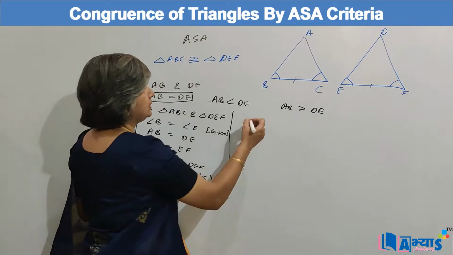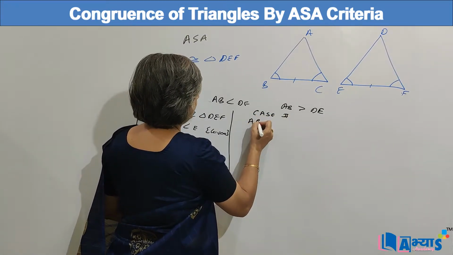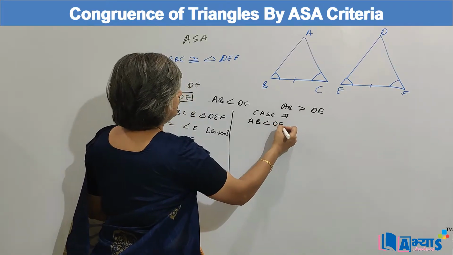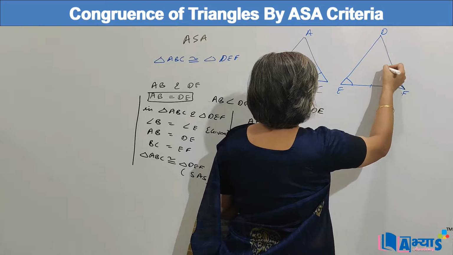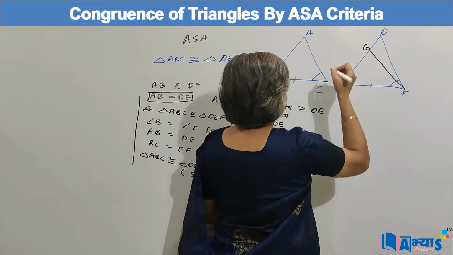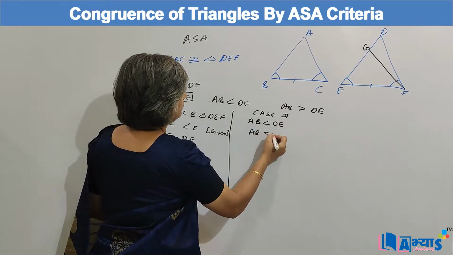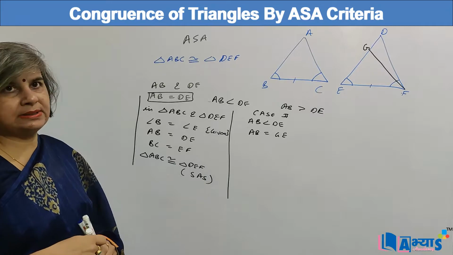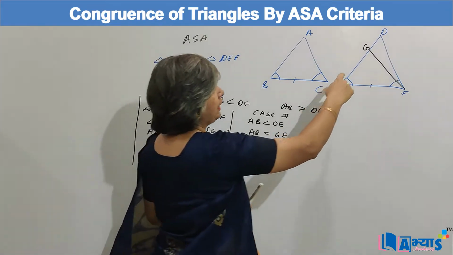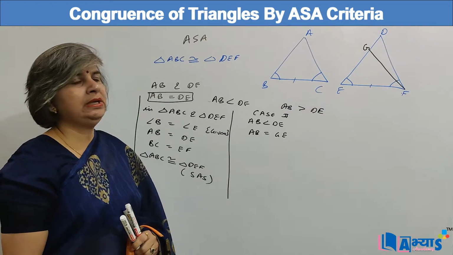Let us take the case 2. Case 2 means when AB is less than DE. When AB is less than DE, let us take a point G on DE such that AB is equal to GE. Now as we know that AB is less than DE, so we have taken a point G on DE such that AB is equal to GE.